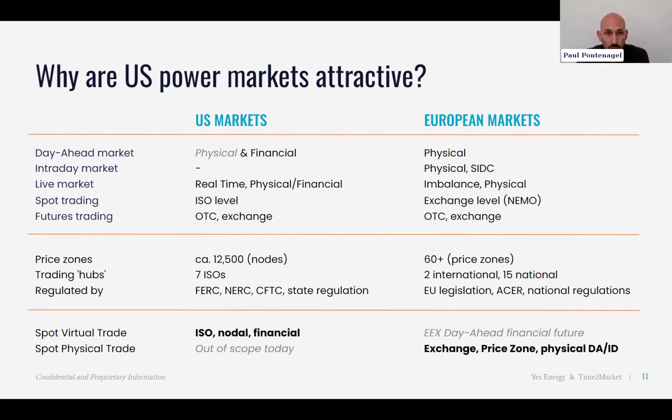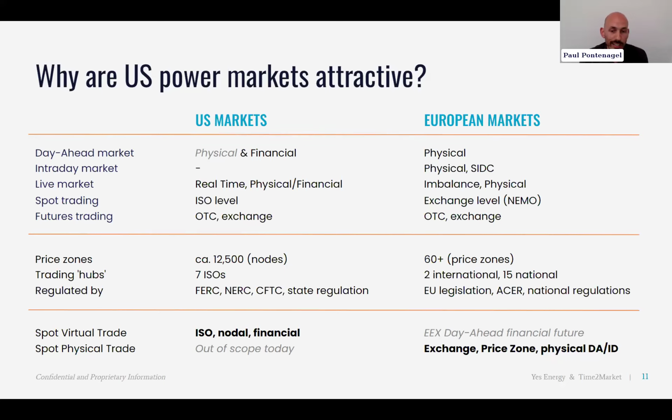When we look at the price zones, Jake mentioned already, we have seen it on the chart, about 12,500 nodes, while in the European markets, it's a lot less. So you have around 60 plus price zones, which are then divided over 25 to 30 countries. And some markets have a lot of price zones within the country.